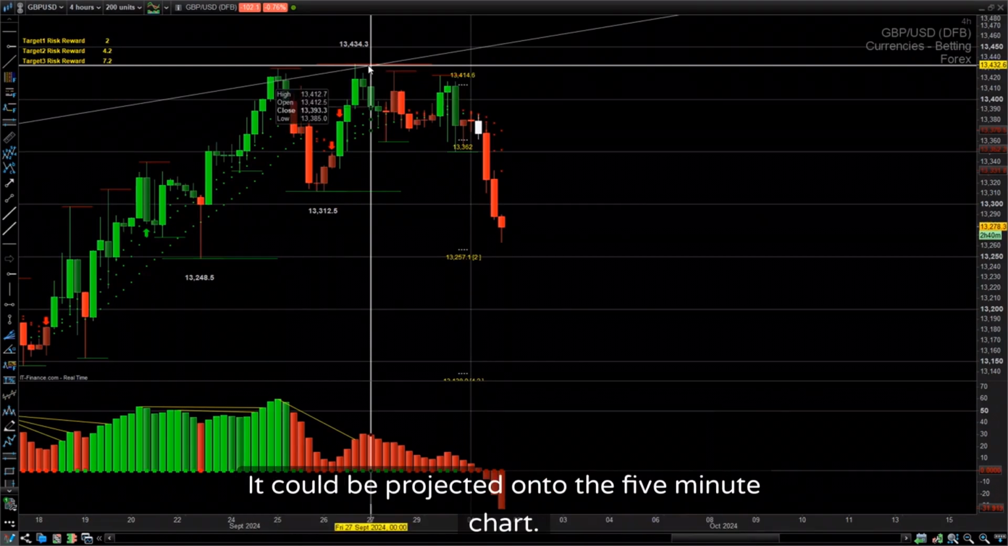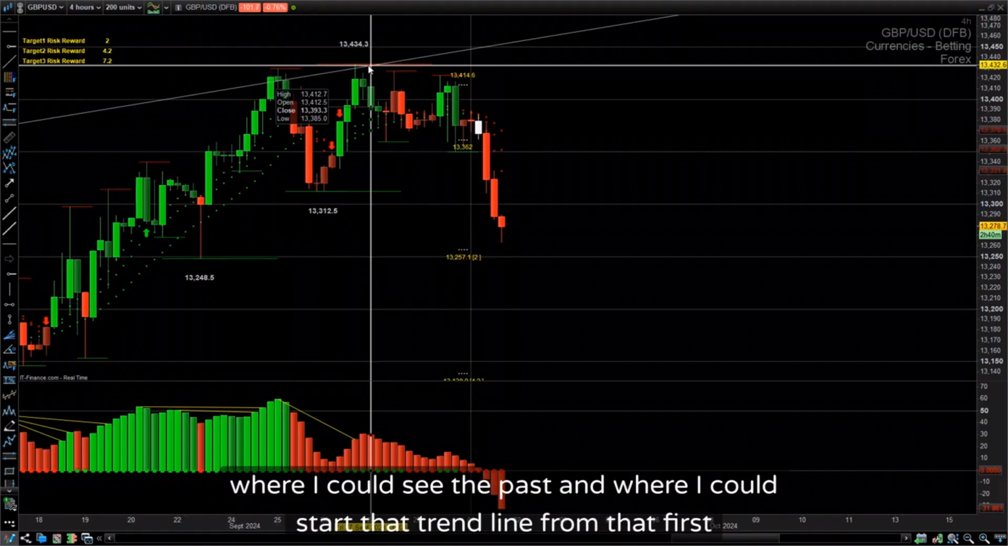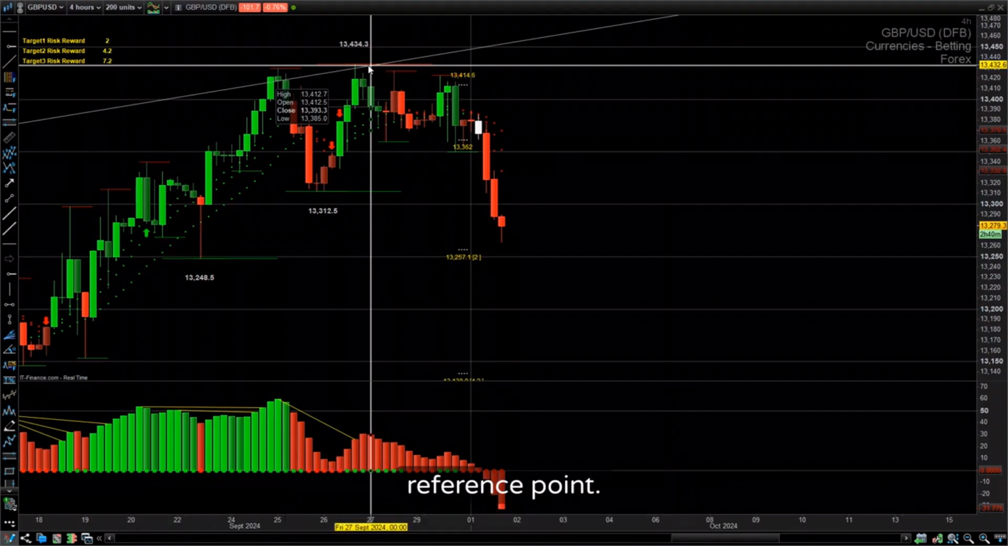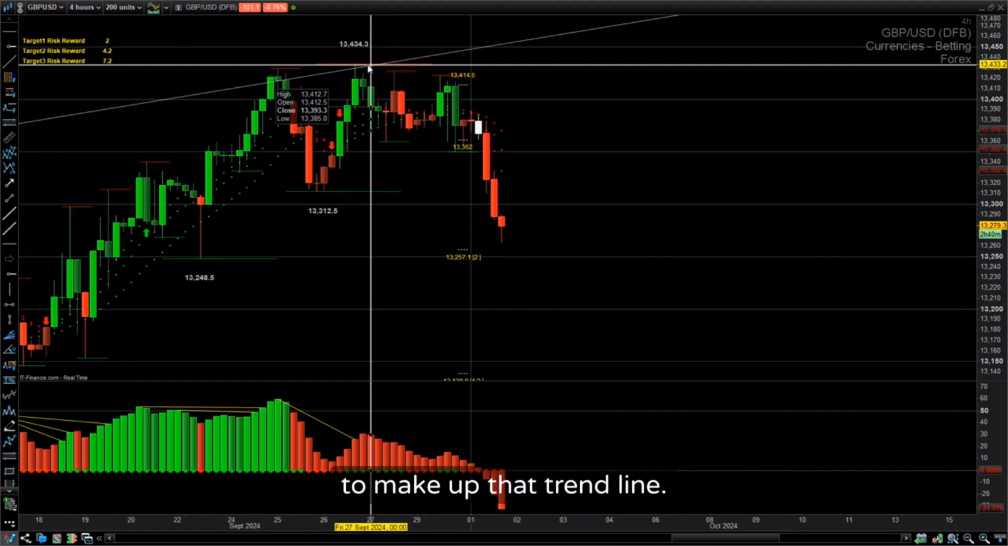It could be projected onto the 5-minute chart, but the trend line was put into place on the bigger time frame that was scaled properly, where I could see the past and where I could start that trend line from that first reference point. Trend lines and support areas, they need one reference point, then they need another one to make up that trend line.